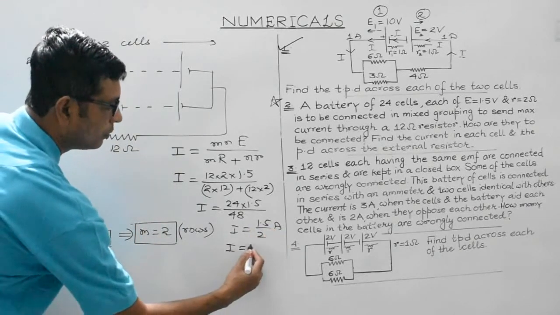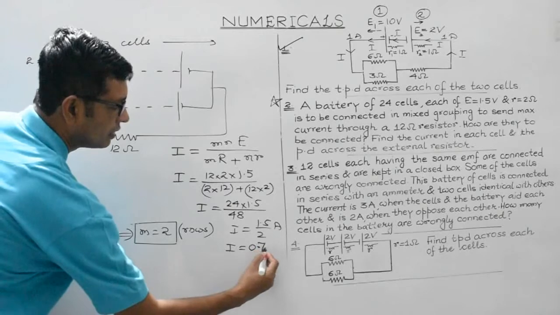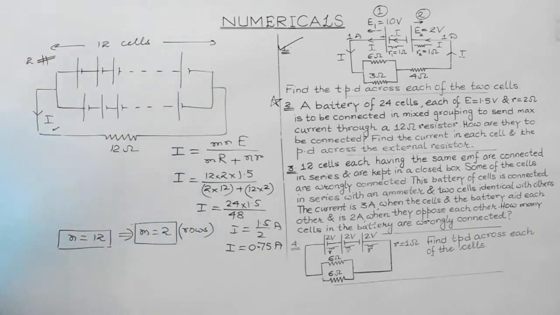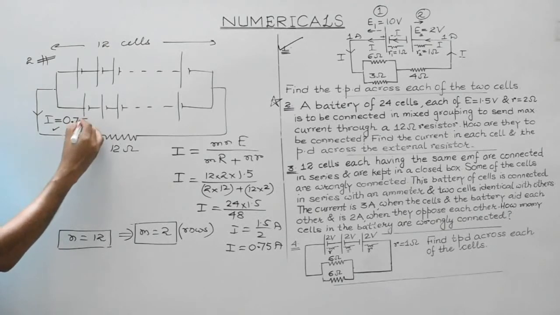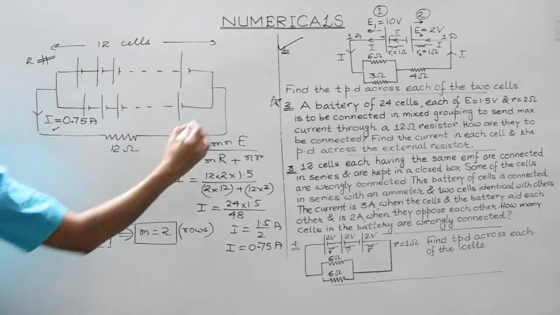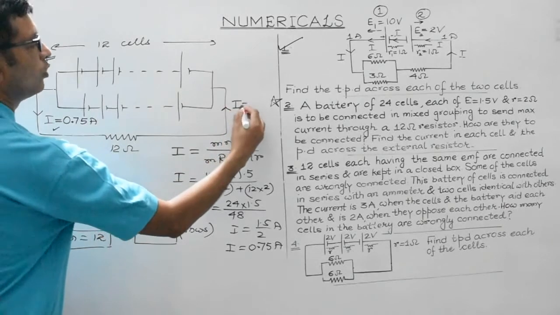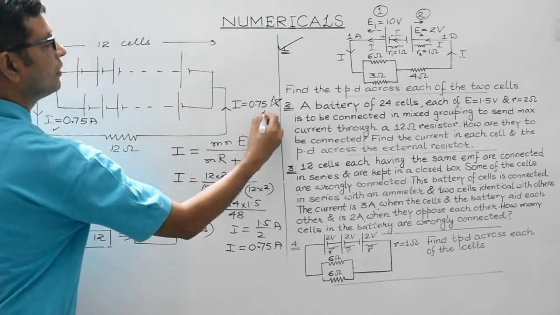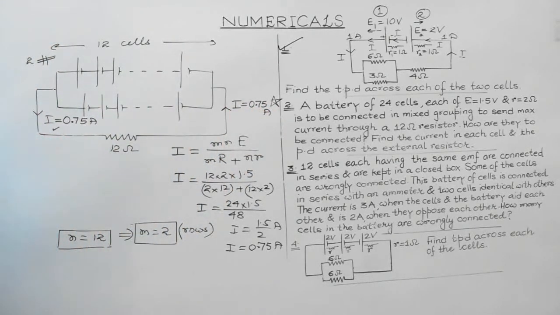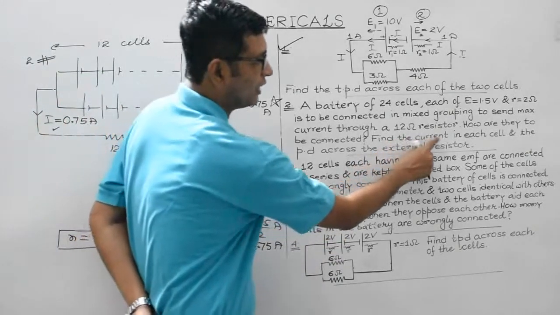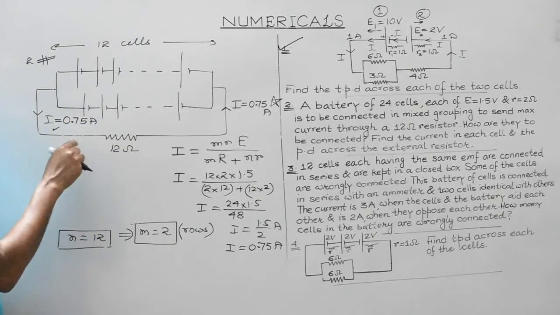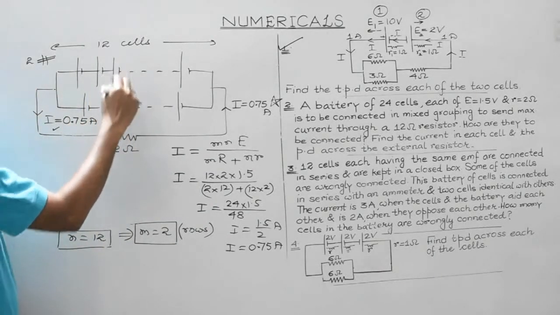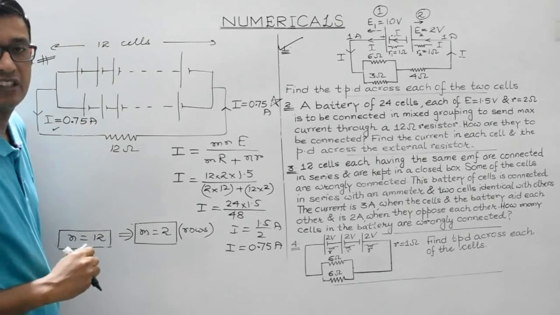So net current would be 0.75 ampere. This is the net current flowing through the circuit, 0.75 ampere, right? But we are supposed to find out the current in each cell. Now look, students, over here what happens is, the net current will get divided equally across these two branches, isn't it?